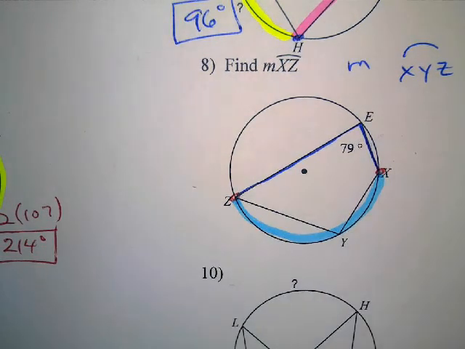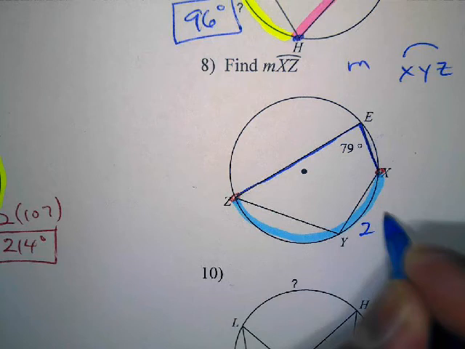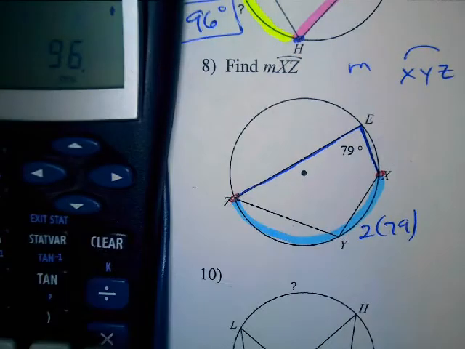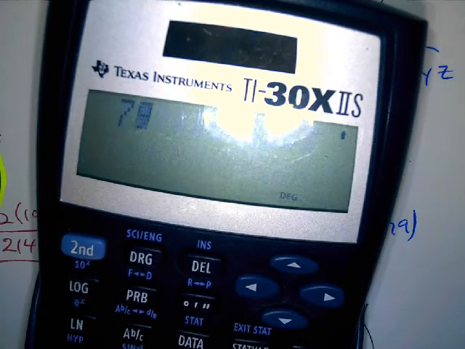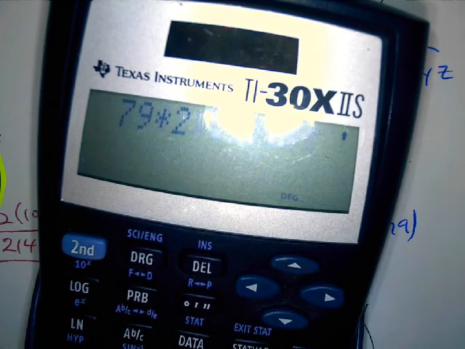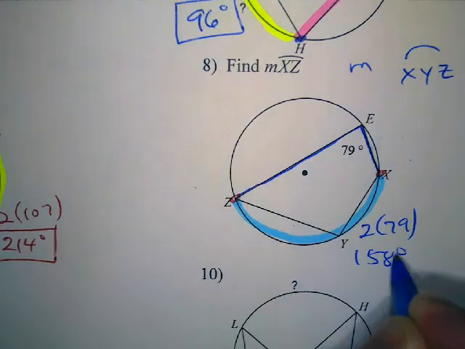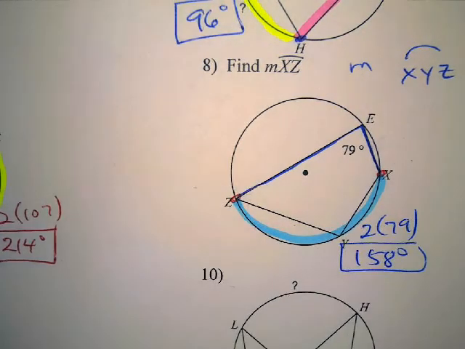And long story short, if the inscribed angle is 79, this whole thing is what? Twice of it. 79 times 2 is 158.